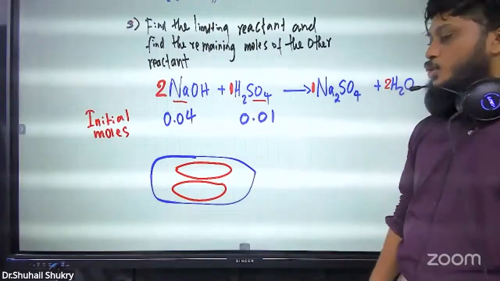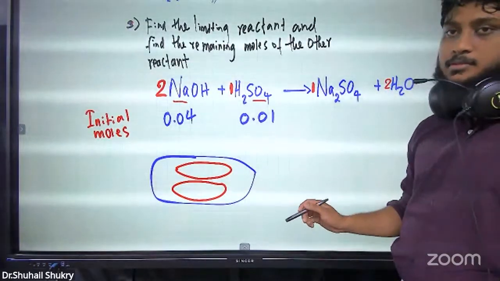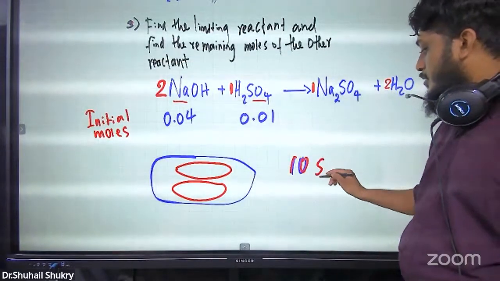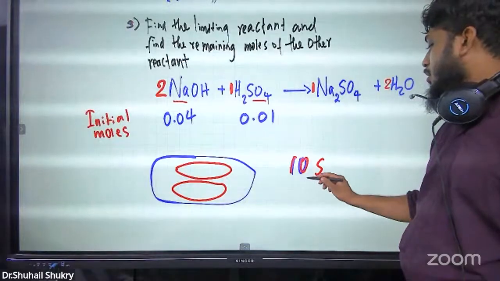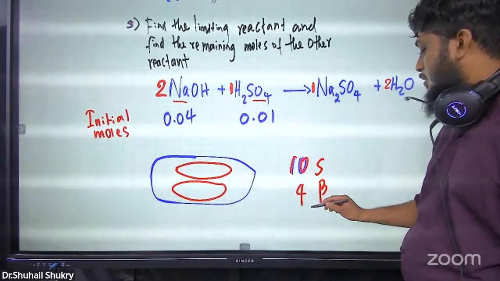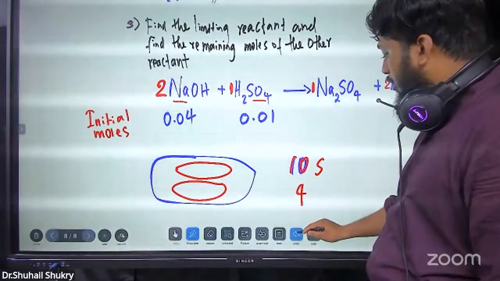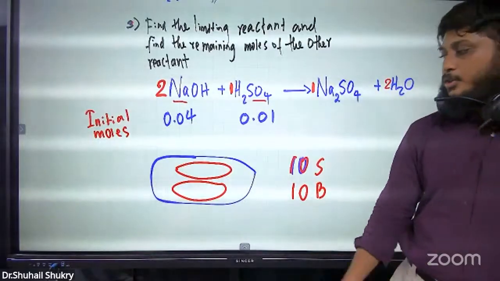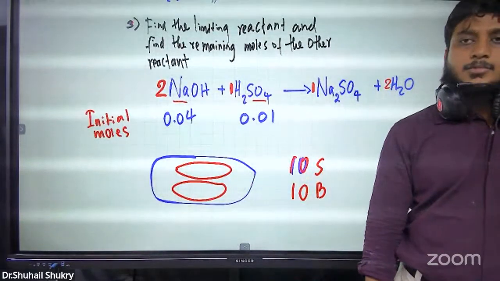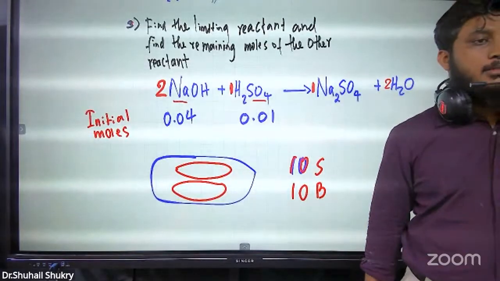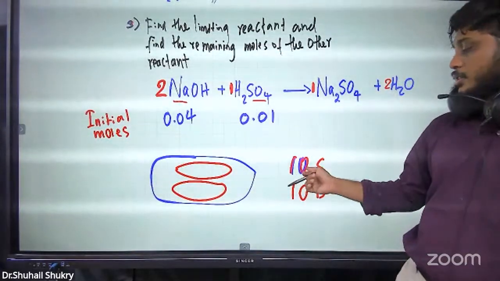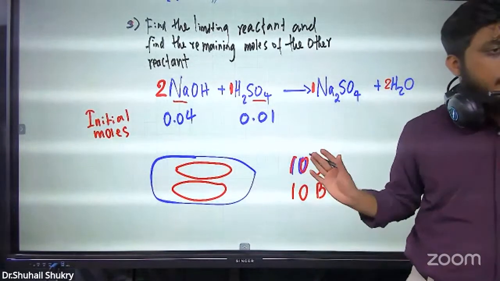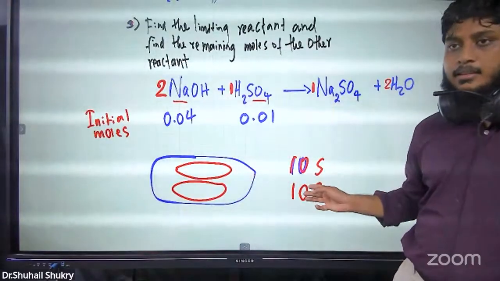We'll think you got 10 sausages, and you have 10 buns there. 10 sausages and 10 buns. My question is, how many sausage buns can you make? Only 5. So who is the limiting factor here? Sausages. Sausages are not enough. You have only 10 sausages. To make a sausage bun, we need 2 sausages. So can you understand? This is the same thing. This is the product. This is the reactant.